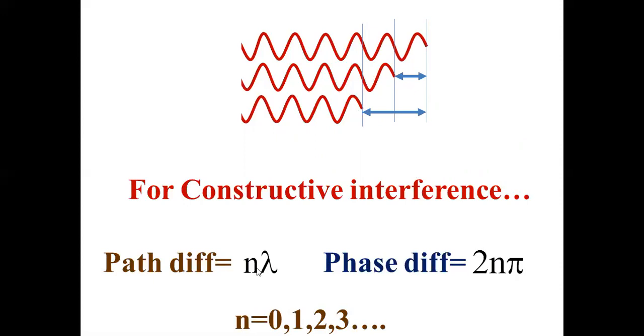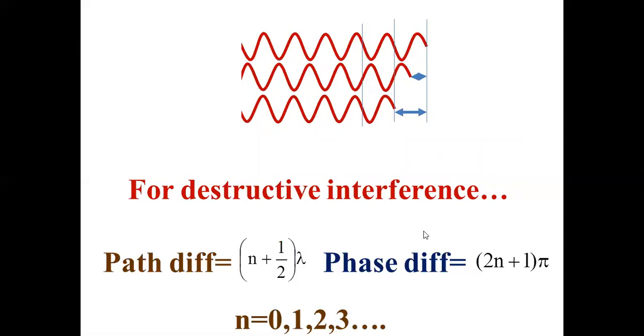Now what is the phase difference if they start like this? Now you know phase difference equals 2 pi by lambda into path difference. You can use that formula. Then if the path difference is 1 lambda, it is 2 pi; 2 lambda, 4 pi, isn't it? One full wave has a phase difference of 2 pi. So 2n pi: you put n equal to 0, 0 phase difference. n equal to 1, 2 pi; n equal to 2, 4 pi; n equal to 3, 6 pi, like that. So if the path difference is n lambda, then phase difference is 2n pi, then it is constructive interference.